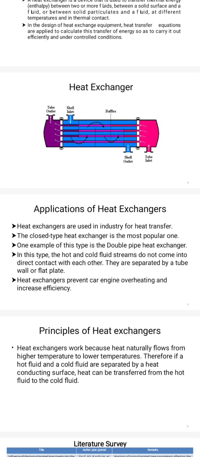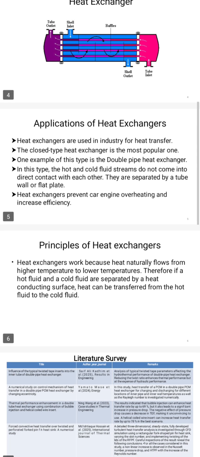In a double pipe heat exchanger, the hot and cold fluid streams do not come into direct contact with each other. They are separated by a tube wall or flat plate. Heat exchangers prevent car engine overheating and increase efficiency.